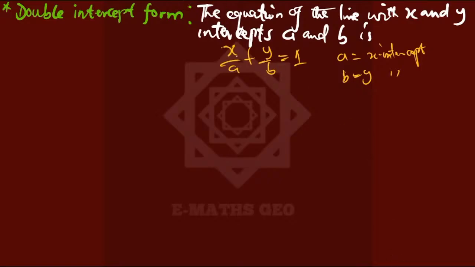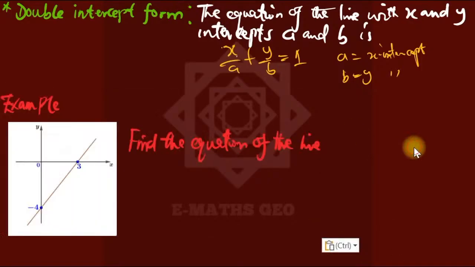So let's look at this question. We're asked to find the equation of the line. Using the knowledge of what I just said, the x-intercept is 3, this is a, and this is b.